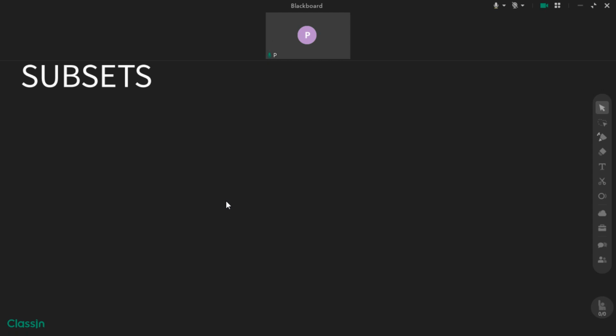In yesterday's class, we have seen what sets are, how to represent sets, and some types of sets. In today's class, we'll see some more types of sets and the Venn diagram. We'll start first with subsets. What are subsets?